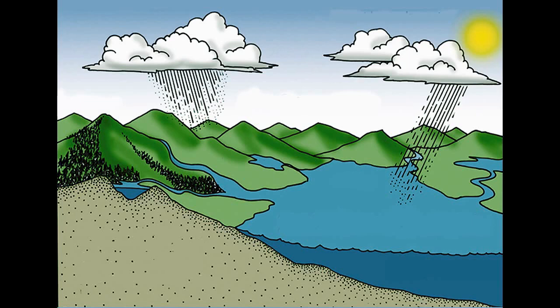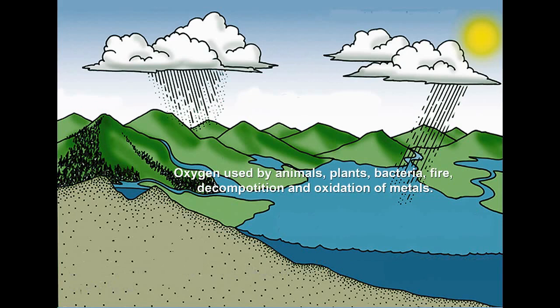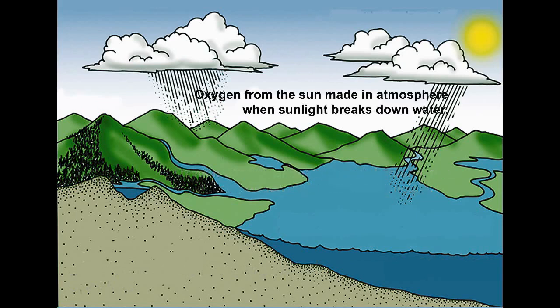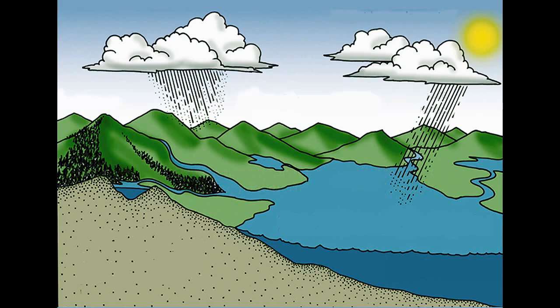Plants create oxygen. Phytoplankton create oxygen. Oxygen is stored in the oxide minerals of the land. Oxygen is used by animals, plants, bacteria, fire, decomposition and oxidation of metals. Oxygen is made from photosynthesis by plants on land and phytoplankton on the ocean surface. Oxygen is also made in the atmosphere when sunlight breaks down water.